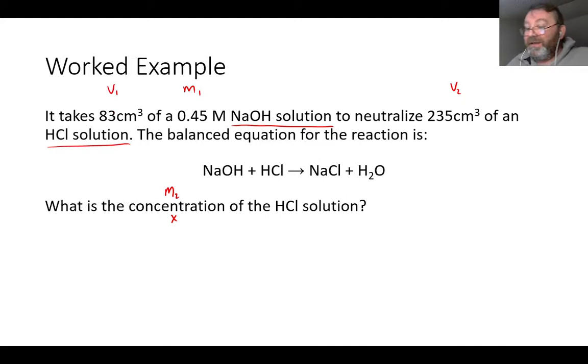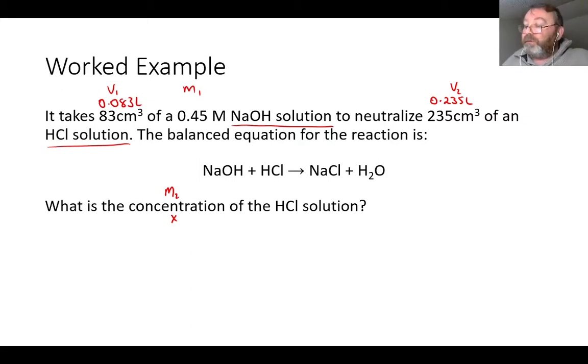So take your 83 and divide it by 1,000 to get 0.083 litres. And likewise here, 235 centimeters cubed is 0.235 litres. Okay, so now that I've done what I call the preparatory work, let's go to the balanced equation.